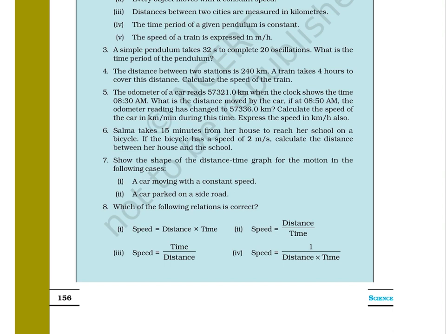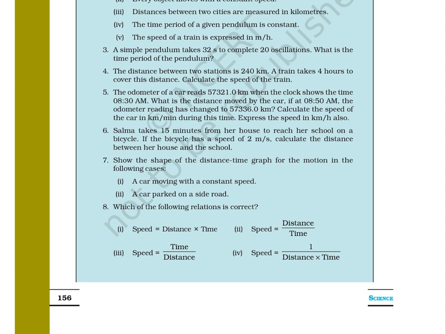5. The odometer of a car reads 57321 km when the clock shows the time 8:30 am. What is the distance moved by the car if at 8:50 am the odometer reading has changed to 57336 km? Calculate the speed of the car in kilometers per minute during this time. Express the speed in kilometers per hour also.